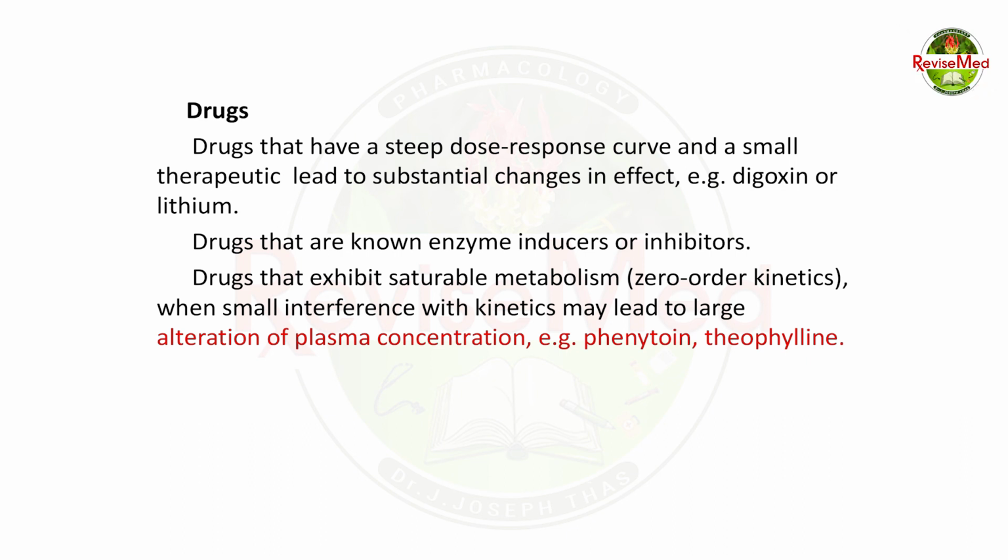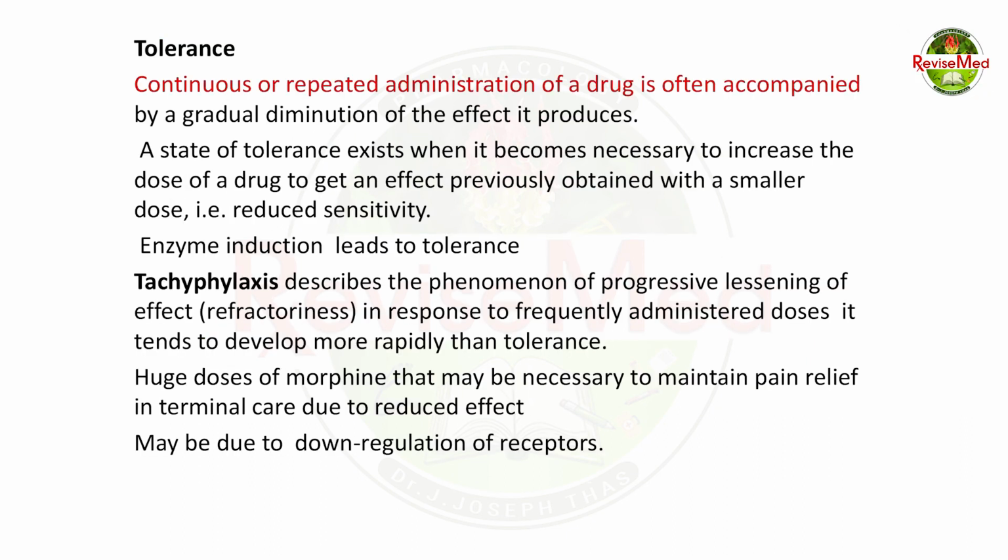Example, phenytoin, theophylline. Tolerance. Continuous or repeated administration of a drug is often accompanied by a gradual diminution of the effect it produces. So, a state of tolerance exists when it becomes necessary to increase the dose of a drug to get an effect previously obtained with a smaller dose, that is reduced sensitivity. Enzyme induction leads to tolerance. Tachyphylaxis describes the phenomenon of progressive lessening of response, that is refractoriness, to frequently administered doses. It tends to develop more rapidly than tolerance.